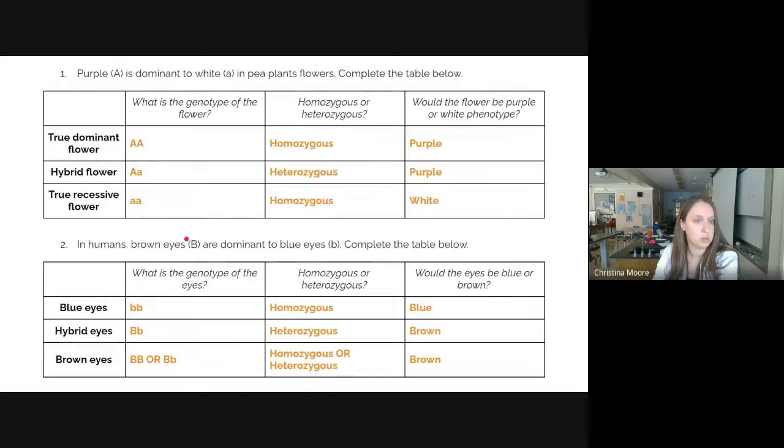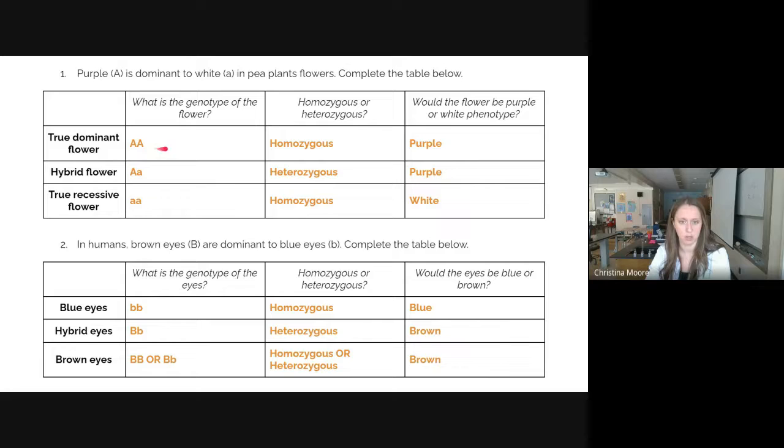Please scroll on down to part 2. Part 2 had a short reading to review how genotypes and phenotypes are related. Here are the answers for that. Number 1, purple, capital A, is dominant to white, lowercase a, in pea plants. True, flower's genotype is shown.